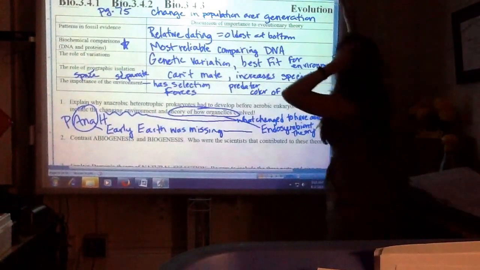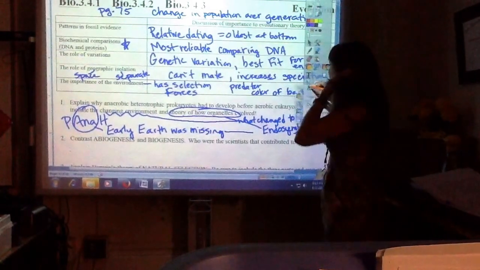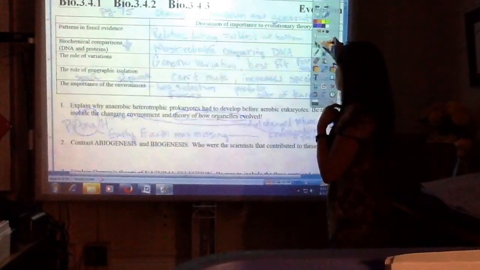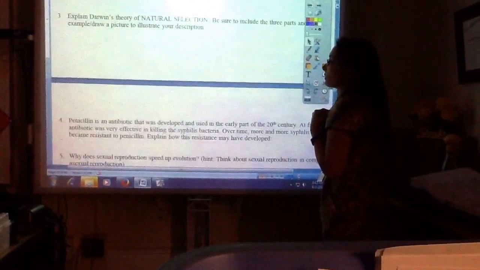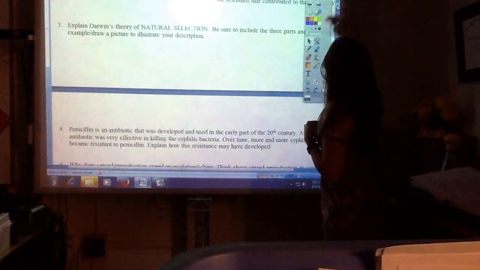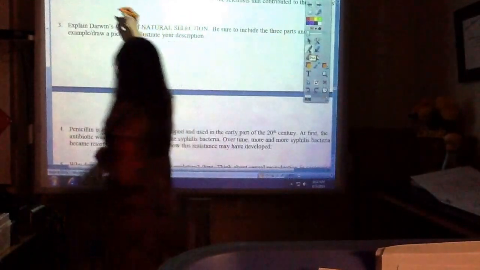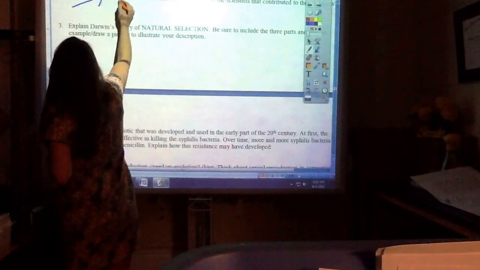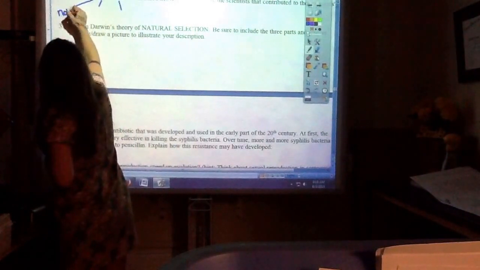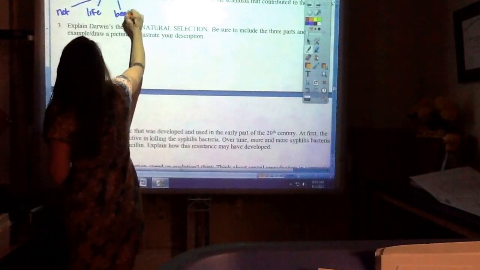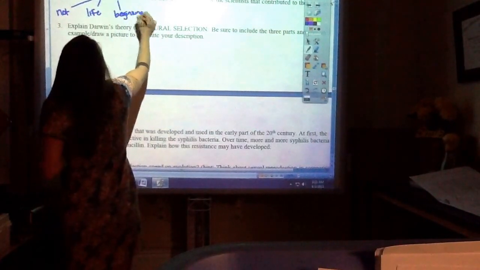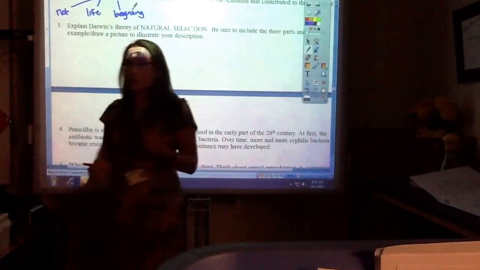If you look at number 2, contrast abiogenesis with biogenesis. Who were the scientists that were involved? Abiogenesis has 3 main parts to this word. A means not, bio means life, and genesis means beginning. This means that the very first cells did not come from other cells.